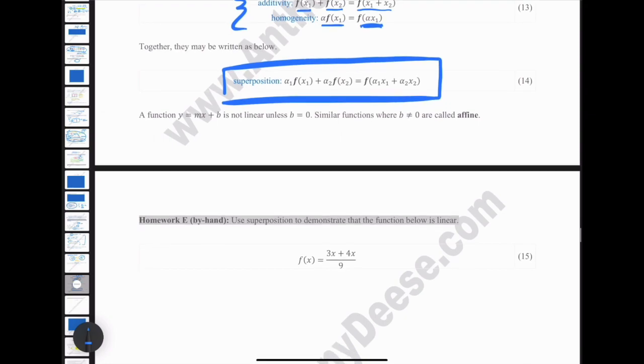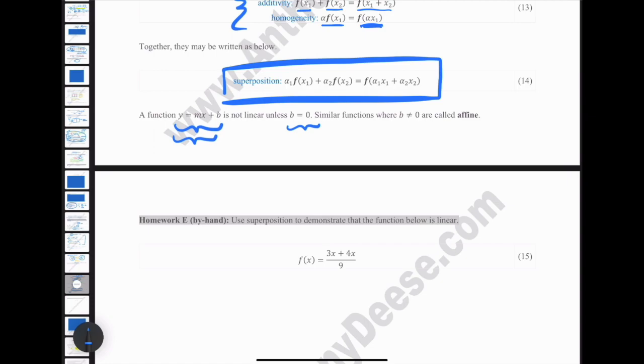A function y equals mx plus b is not linear unless b equals 0. A function like this, which appears to be linear, and which people often mistake for being linear, is called an affine function, not a linear function.